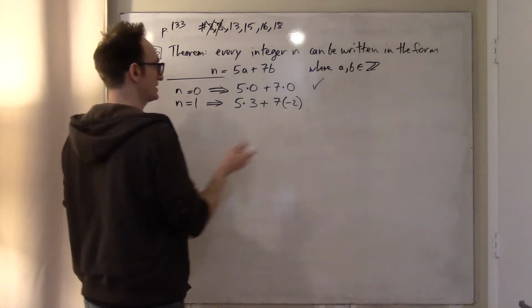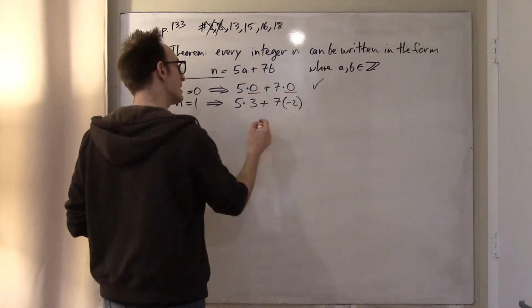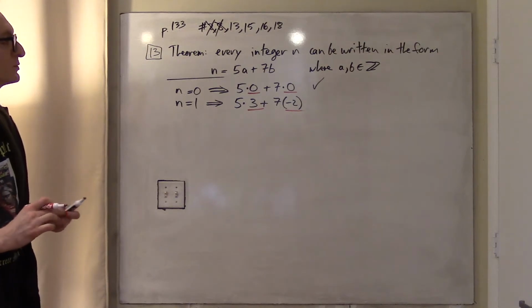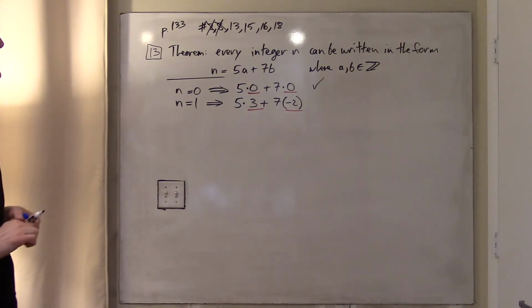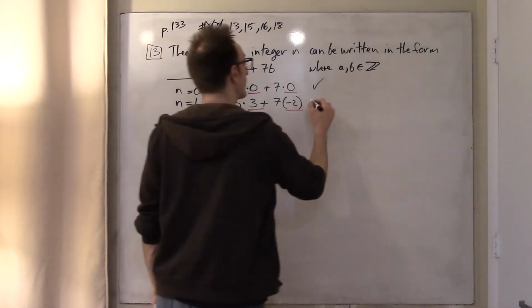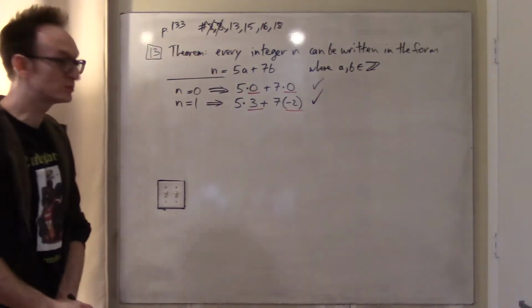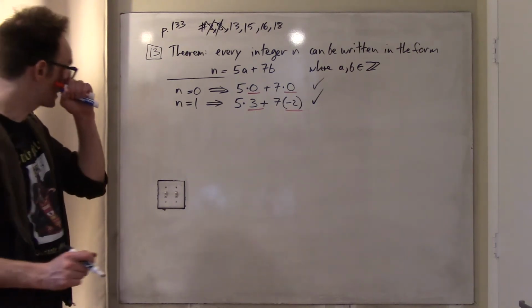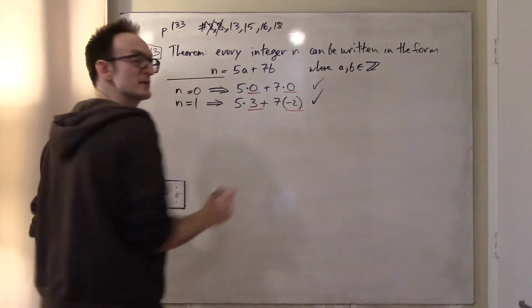In this first case, my a and b were 0. In my second example, n equals 1, a is 3 and b is negative 2, and 15 minus 14 is indeed 1. So okay, it seems to be working there. Maybe I'm ready to just continue. Yeah, so, okay, how did I know that this was going to work?